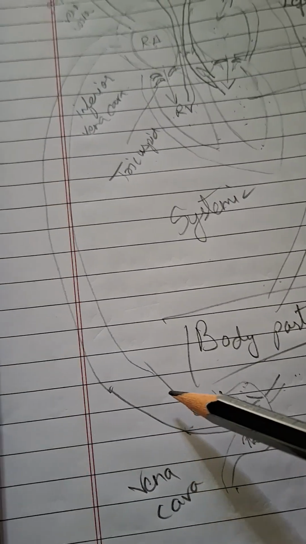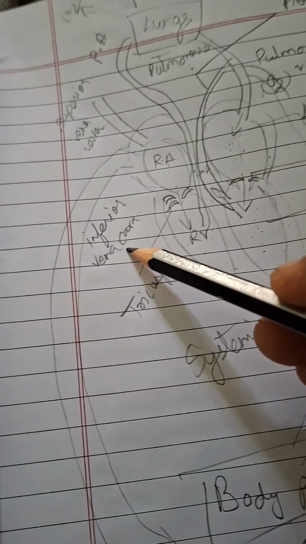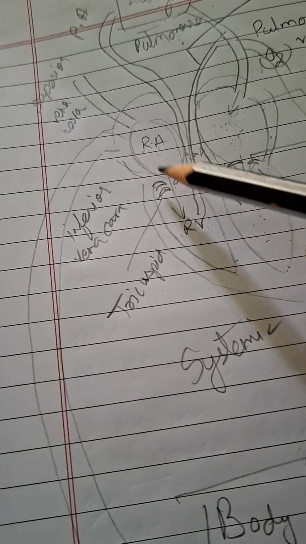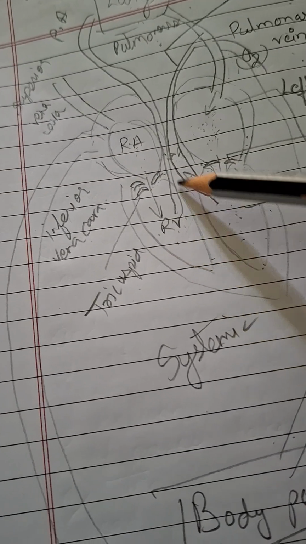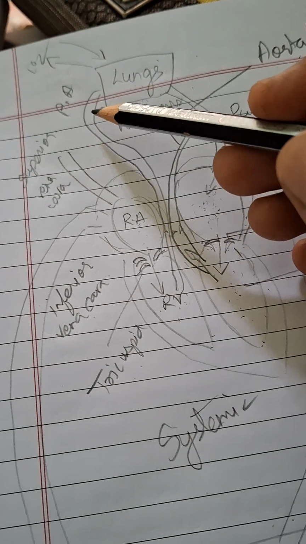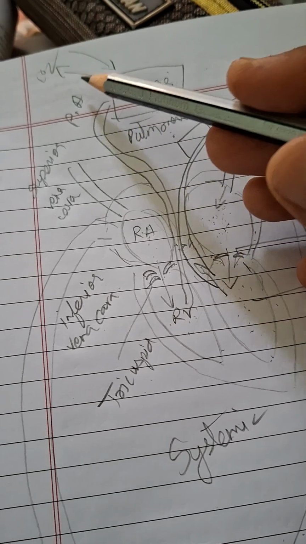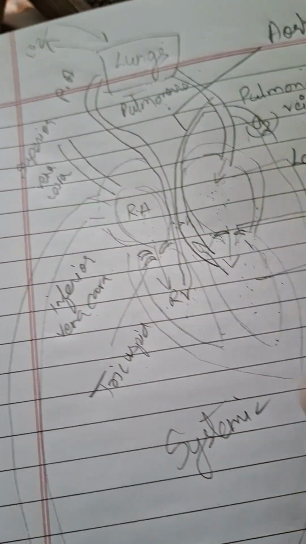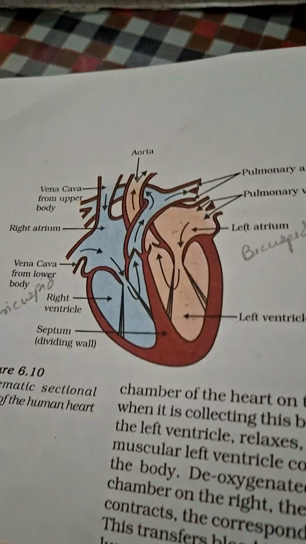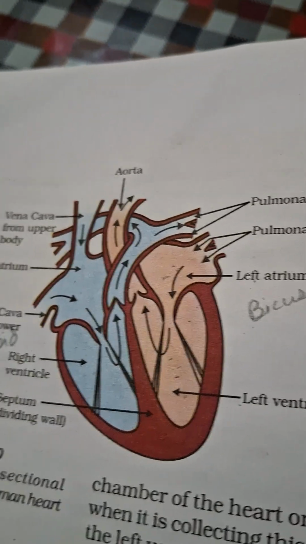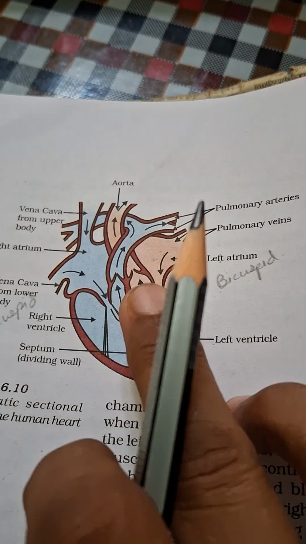From the body parts, the superior and inferior vena cava take the deoxygenated blood. Again diastole, systole, into the right ventricle, and it goes for purification through the pulmonary artery to the lungs, where it is purified. So this is the whole story of your heart. Now this picture will be clear to you. If you concentrate, it will be easy for you.